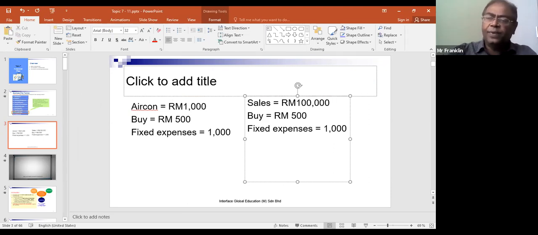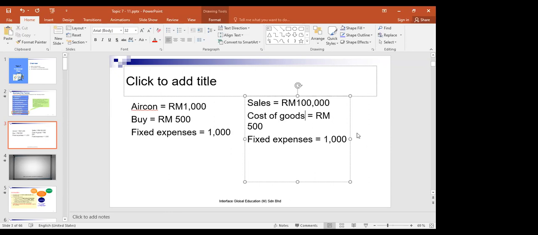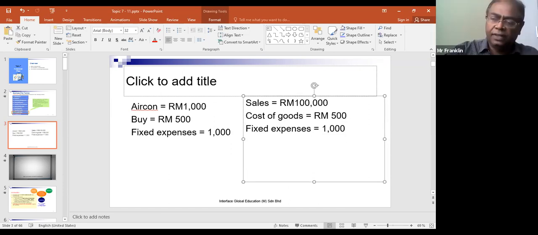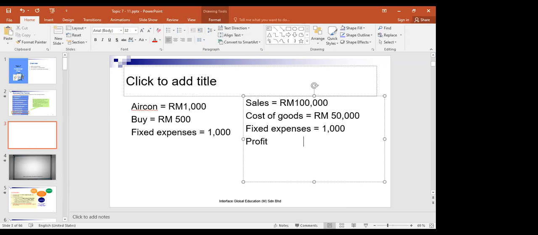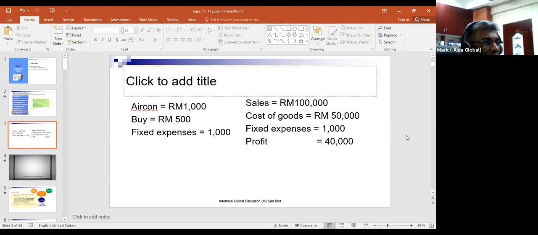So sales. Now I got expenses, right? We call it cost of goods. Cost of goods means I got to pay the supplier, right? How much must I pay the supplier? 50,000. I must pay 50,000. Okay, so I got fixed expenses 10,000. So what's my profit? 40,000. Okay, am I profitable or not? Yes, profit, right, isn't it?